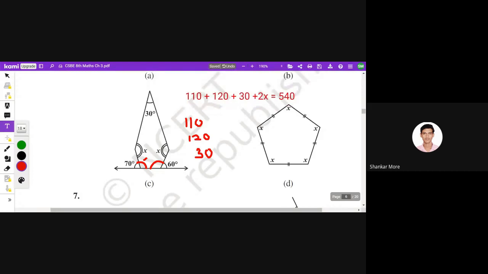Which one, 130? I think it is 120 only, na?